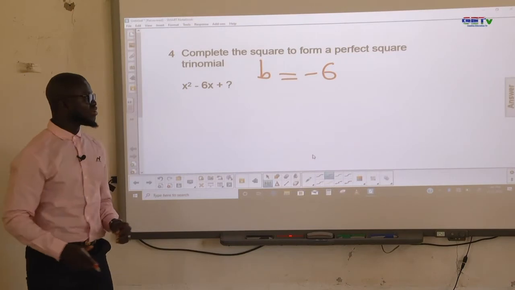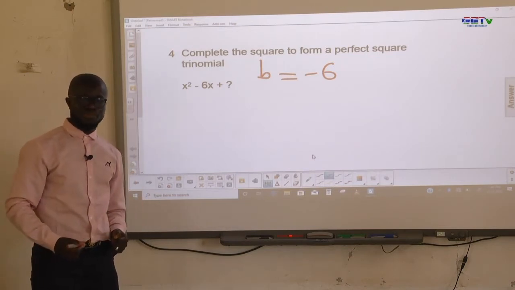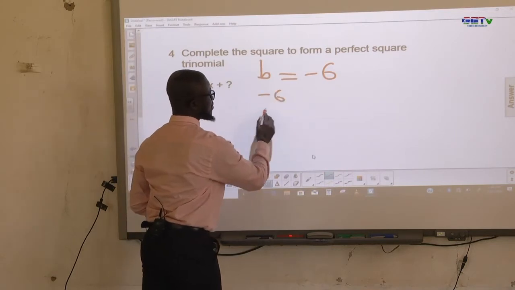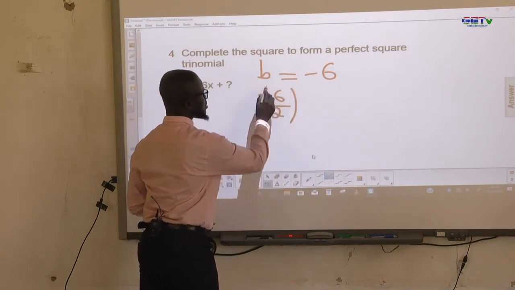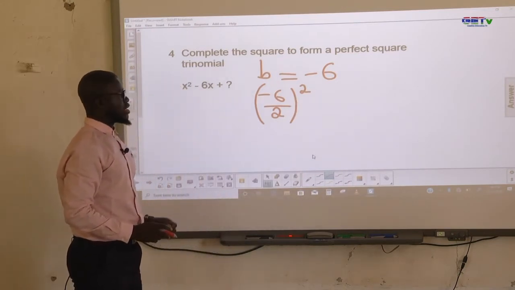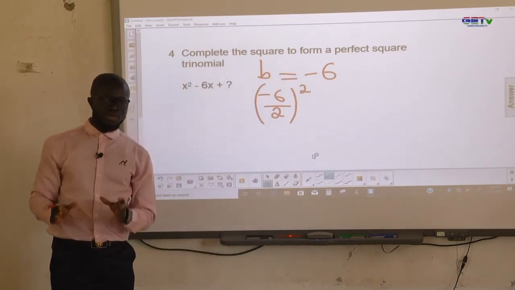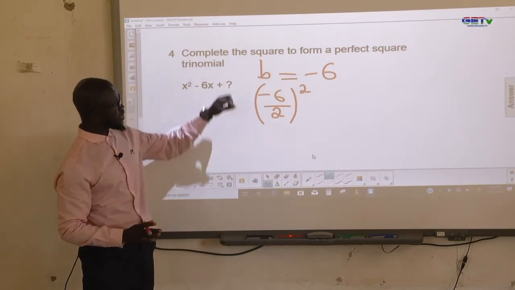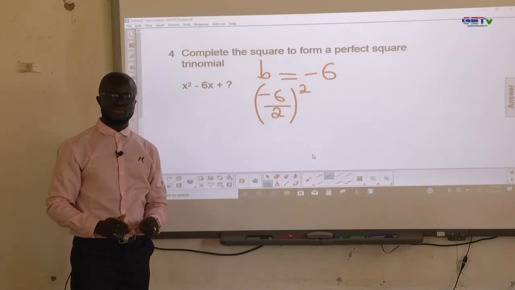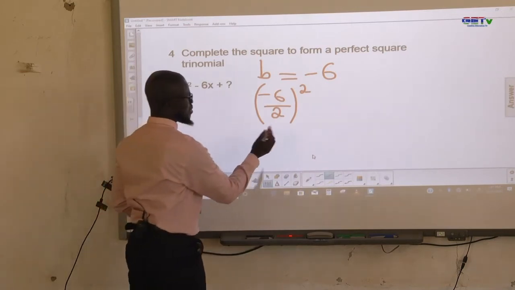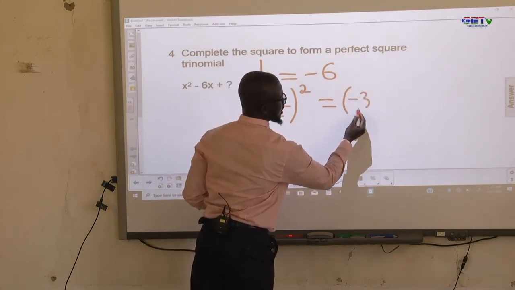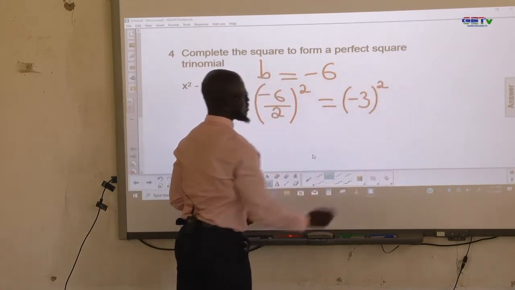Now that we know the value of b, what should be our next step? Remember, we should divide the value of b by 2 and square the result. Who can give the answer when you divide negative 6 by 2? The answer equals what? Negative 3 in bracket, all squared.